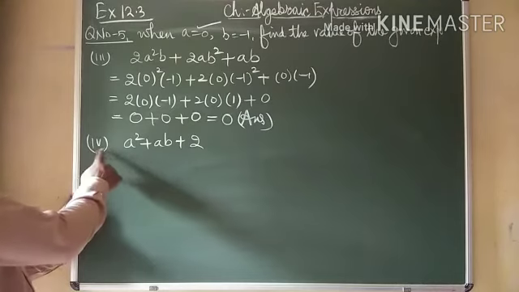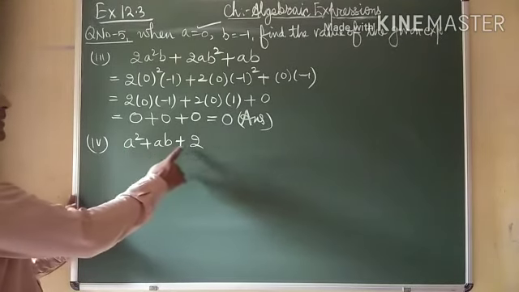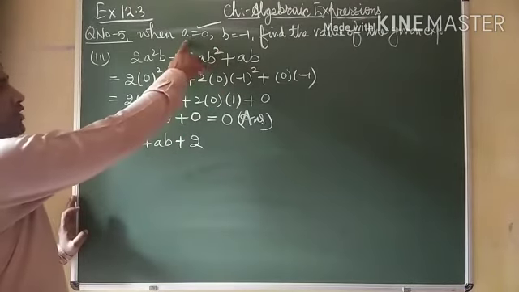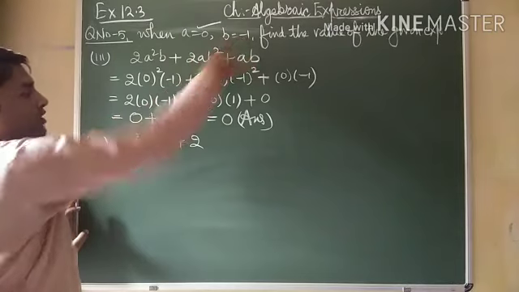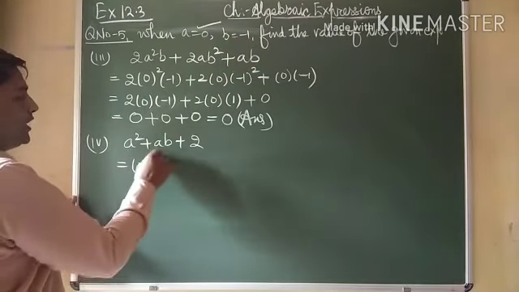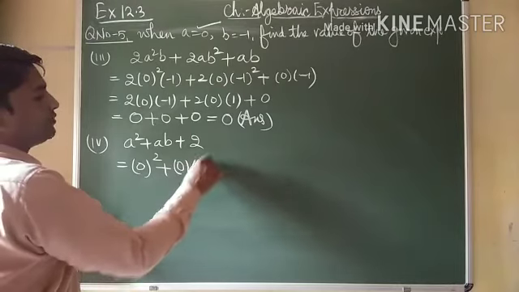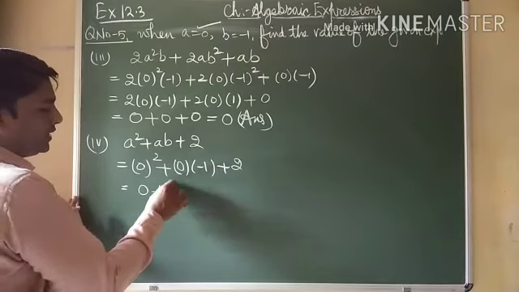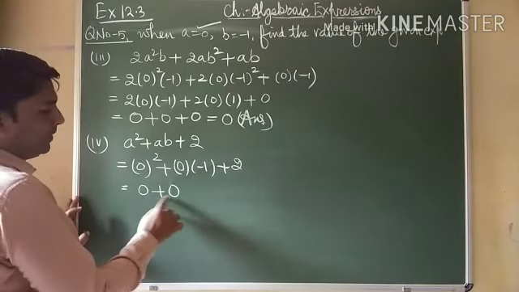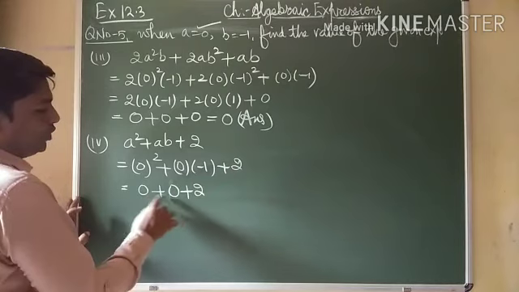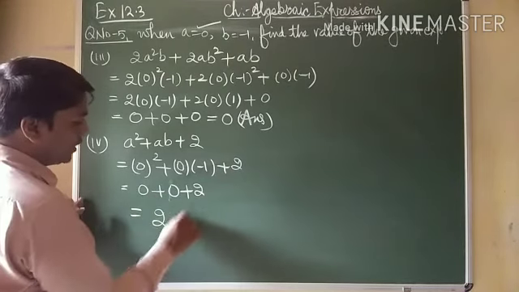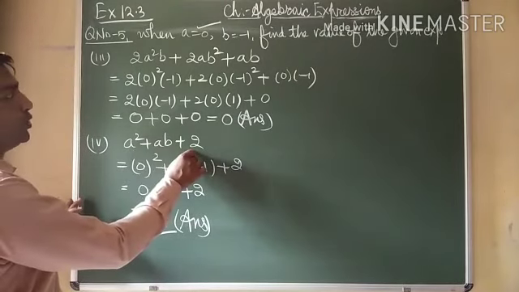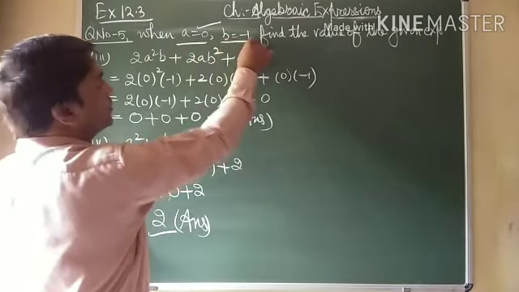Next is fourth part. We have to find the value of a square plus ab plus 2 when a is equal to 0 and b is equal to minus 1. So putting the value of a is equal to 0 and b is equal to minus 1 here, we get 0 square plus 0 into minus 1 plus 2, which is equal to 0 plus 0 into minus 1, again 0. So this becomes 0 plus 0 plus 2, which is equal to 2. Therefore, 2 be the required value of a square plus ab plus 2 when a is equal to 0 and b is equal to minus 1.